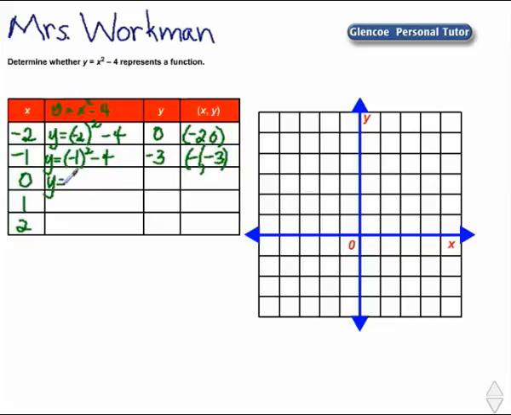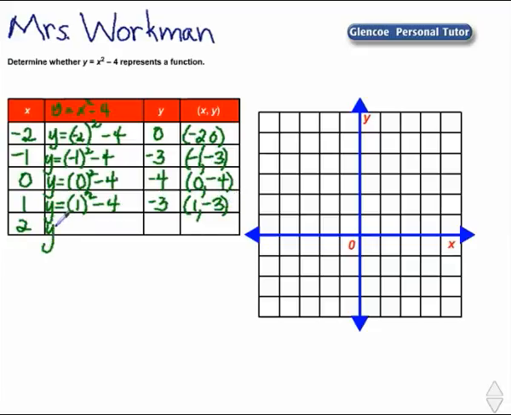Our next substitution will replace x with 0. 0 squared is 0, minus 4 is -4. So when x is 0, y is -4. Now we'll substitute in a 1 for the x. 1 squared is 1, minus 4 is -3. So when x is 1, y is -3.